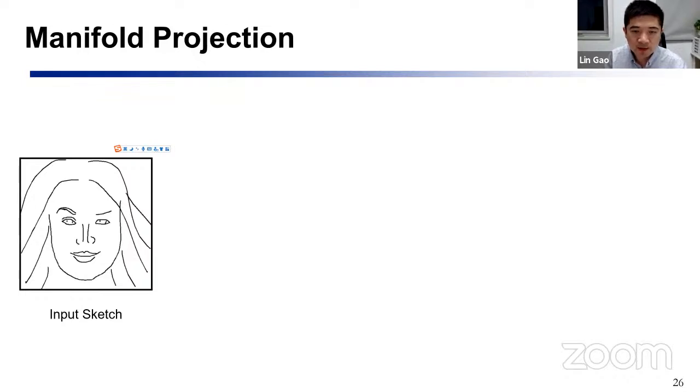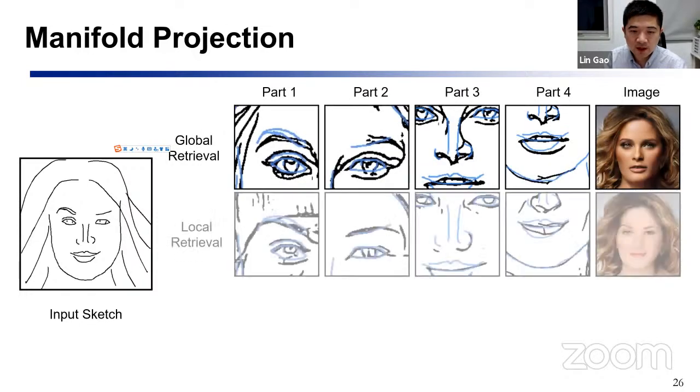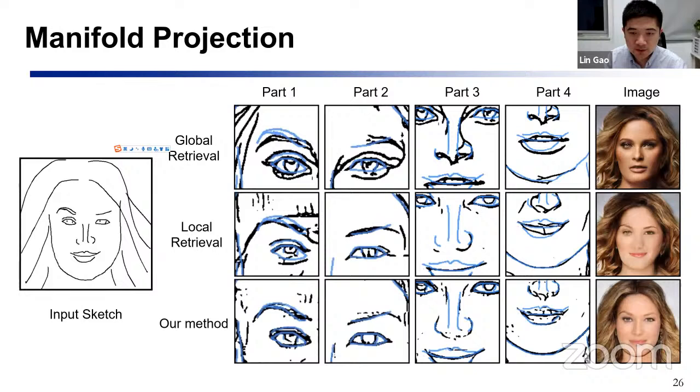We compare this method with two other sketch refinement methods, by globally or locally retrieving the most similar samples in the training dataset. For easy comparison, we overlay input sketches in light blue. The right column shows the corresponding synthesized result. It could be seen that the interpolated sketches almost perfectly fit the input sketches.